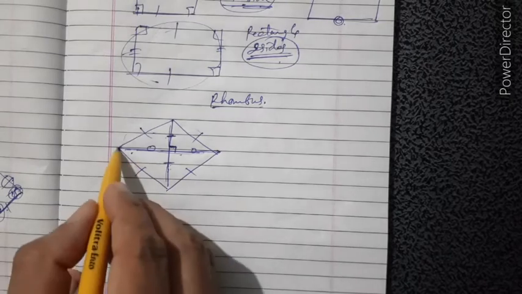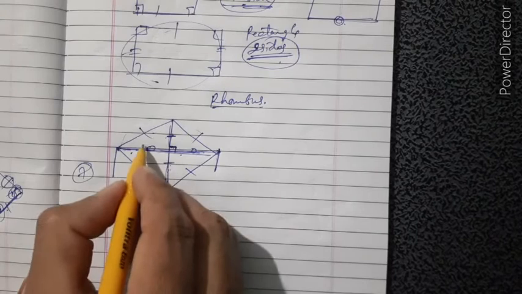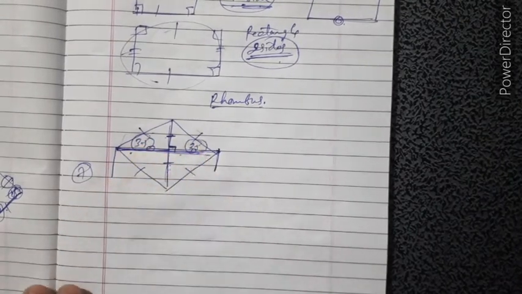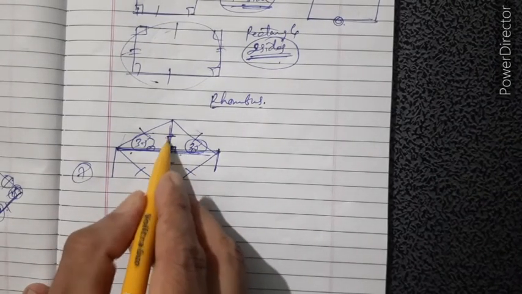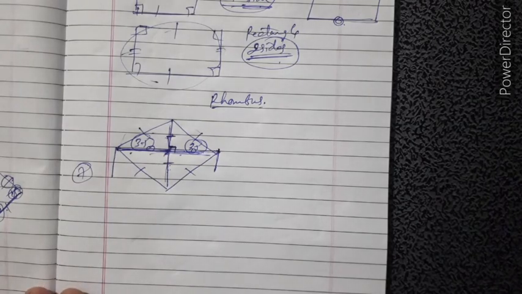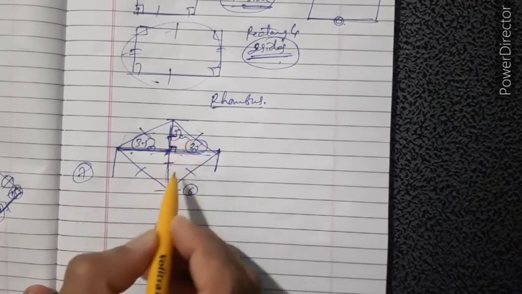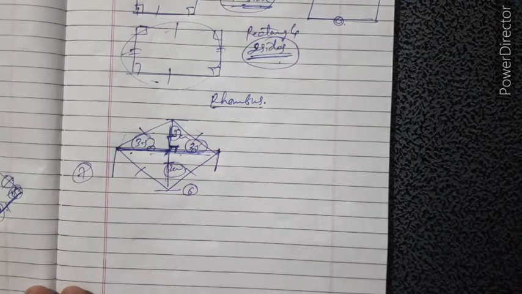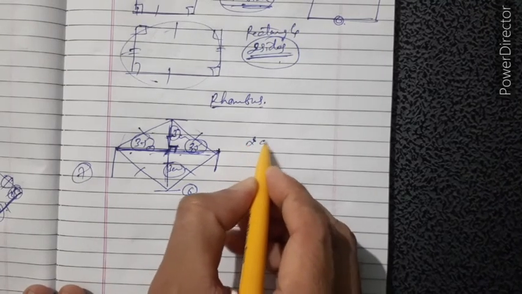Okay, so when the measurement of this diagonal is suppose 7 centimeter, that means the half of that one is 3.5 and this one is also 3.5 from the center point, means intersecting point of that two diagonals. Same, measurement of this one is suppose 6 centimeter, means half is 3 centimeter and that one is also 3 centimeter, and angle is 90 degree.